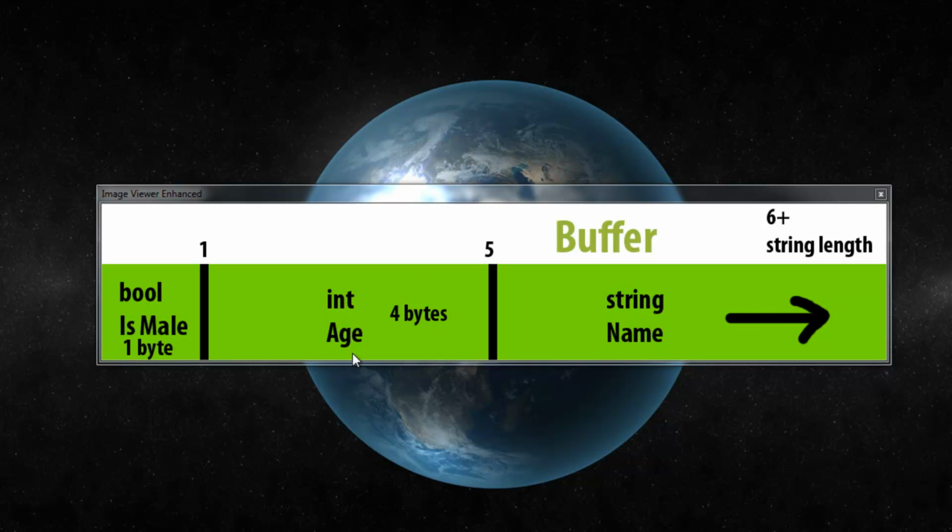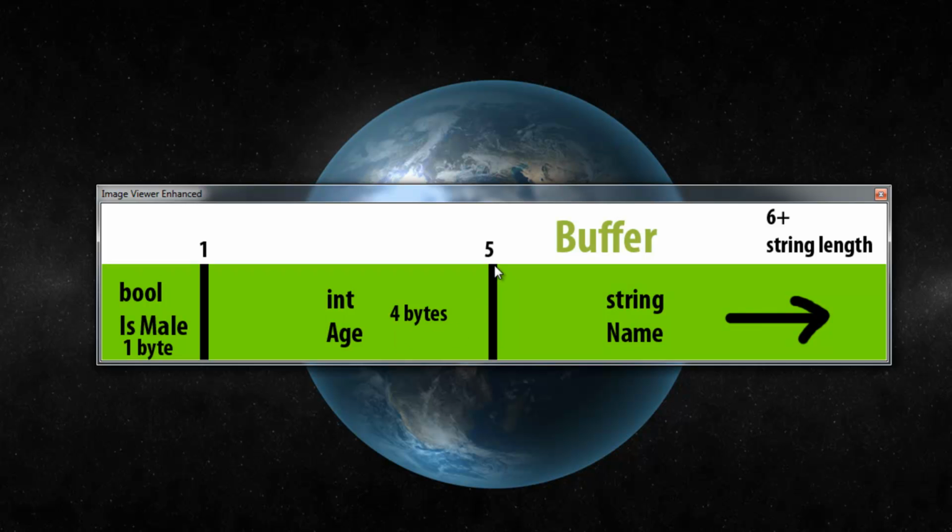So when I'm creating my buffer, the first thing that I'm going to put in the buffer is the male property, and that's going to be 1 byte in length, and it's pretty straightforward, and it's going to be placed at the 0 index of the buffer. After that, I'm going to put my age in there, and the age is going to be placed at offset 1 in the byte array, and it's going to be 4 bytes long.